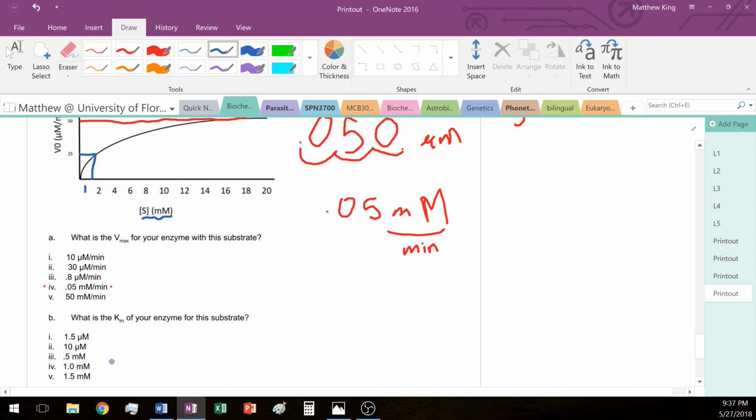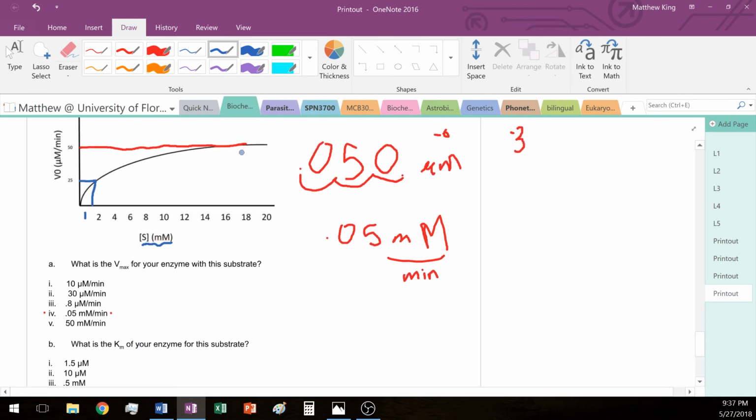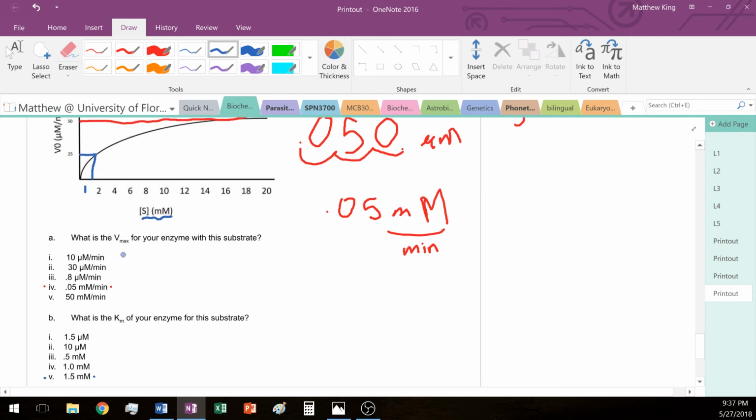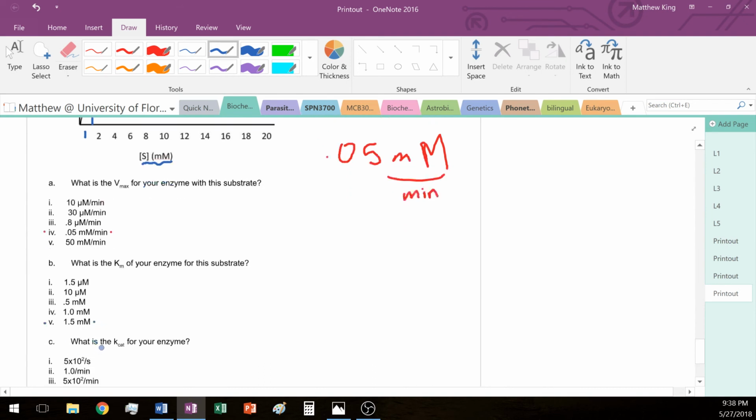So you have to be really careful right here and pick the correct unit. And we know that our concentration in this case is in millimolars. So 1.5 millimolars is going to be our answer right there. That wasn't too bad. We just saw where it plateaued for Vmax, and then half of Vmax is 25, because that was 50 up there. And then you just find where on the substrate concentration axis this line up to. In this case, it was 1.5 millimolars.